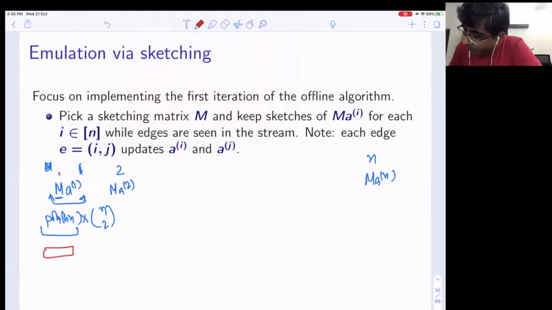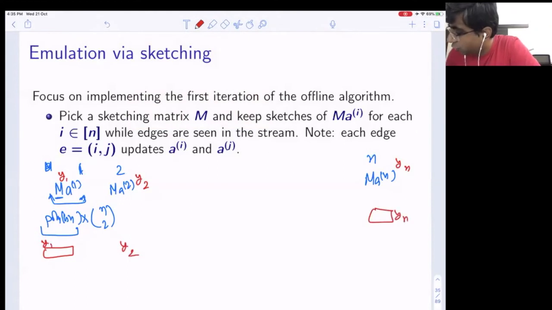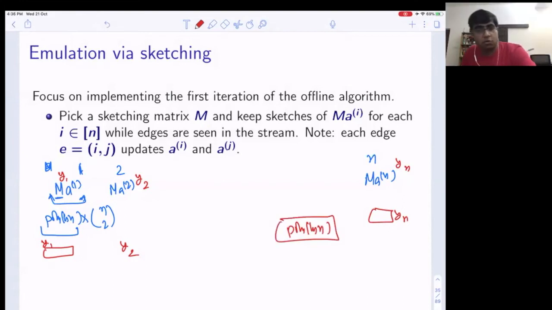It will be some vector like y_1, y_2, up to y_n. Y_1 is a small vector, y_2 is a small vector, y_n is a small vector of polylog n dimension. Okay, so the total number of bits, and what will happen the moment each edge ij comes, we are going to update both A of i and A of j. So recall what is A of i? That's simple, right? This is some vector.